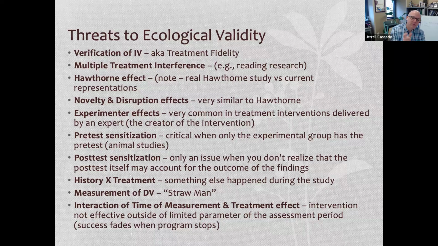Finally, history by treatment. That's the situation. Remember, we talked about history effects, or something happens during the course of the study. History by treatment would be a situation where we say, well, cohort one, I'm going to do this study where cohort one is my control group. And so I'm going to look at kids who were in first grade last year. And then first grade this year, they're going to be my experimental group. And we're going to see how they do. And if something happens during only one of those years that is unique and throws things off, that's a history by treatment interaction.